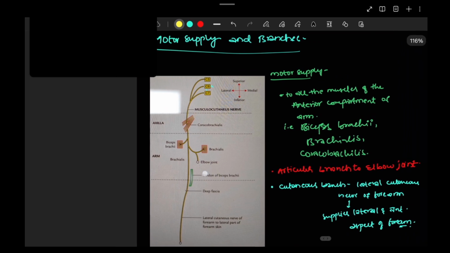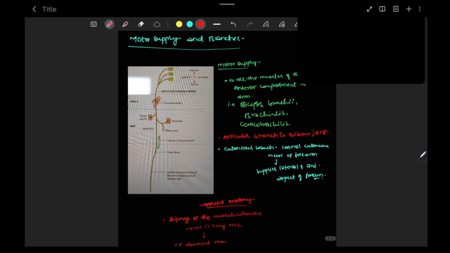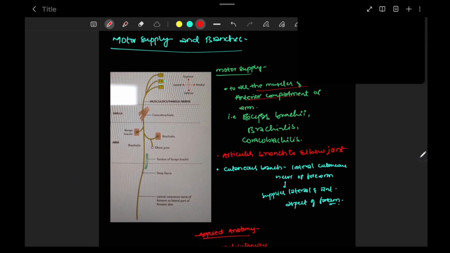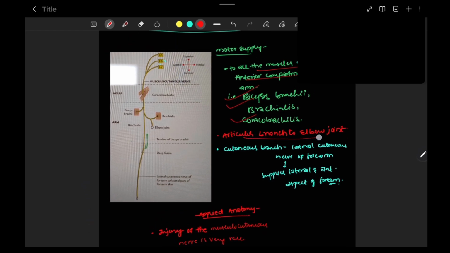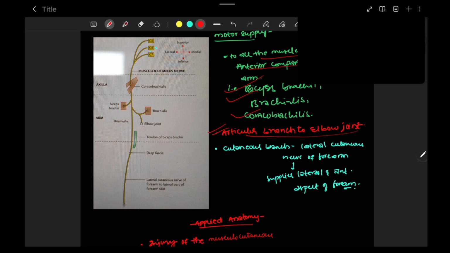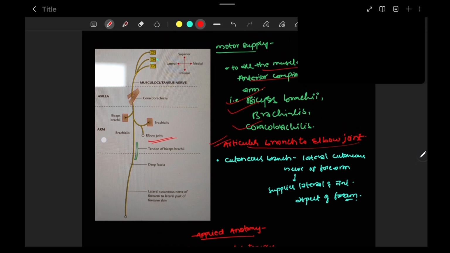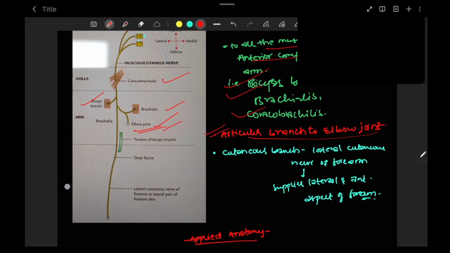Now the major part, the motor supply and the branches. I've already told you the musculocutaneous nerve is the major nerve of the anterior aspect of the arm. So what motor supply does it give? It gives motor supply to all the muscles of the anterior compartment of the arm, which are the biceps brachii, brachialis and coracobrachialis muscles. It gives an articular branch to the elbow joint, while the shoulder joint branch arises near the shoulder joint. So the motor supply: coracobrachialis, biceps brachii, and brachialis muscle, and an articular branch to the elbow joint.